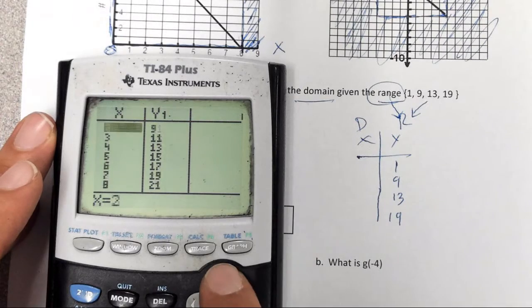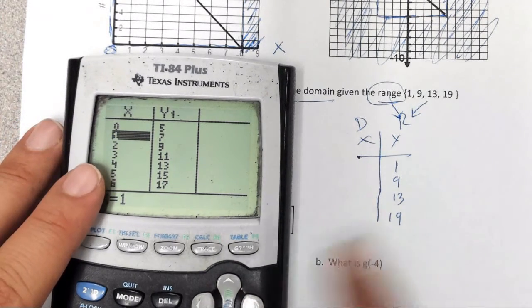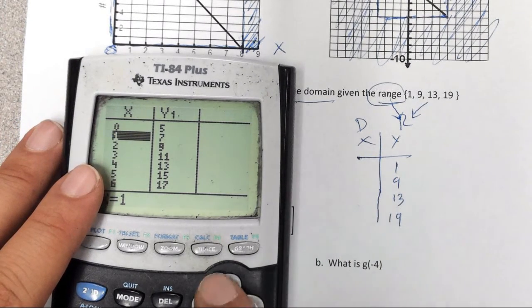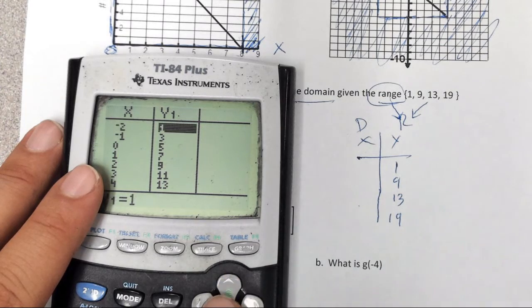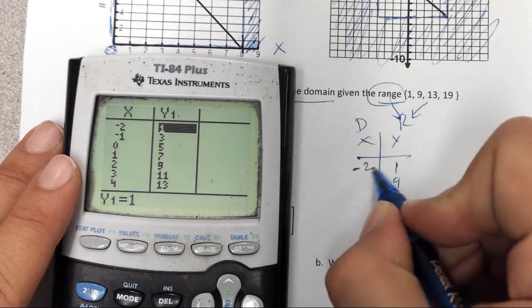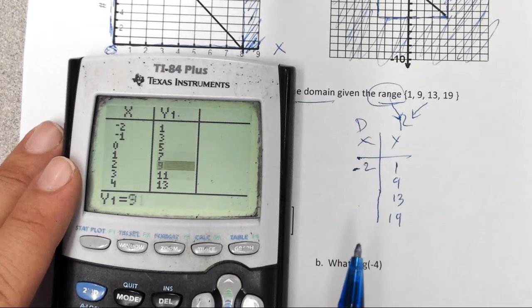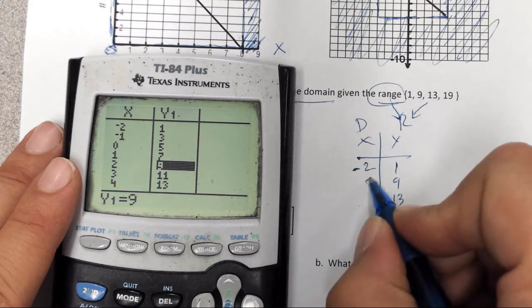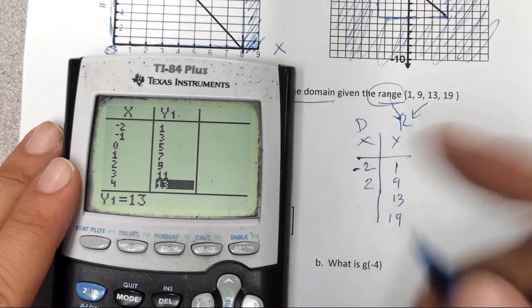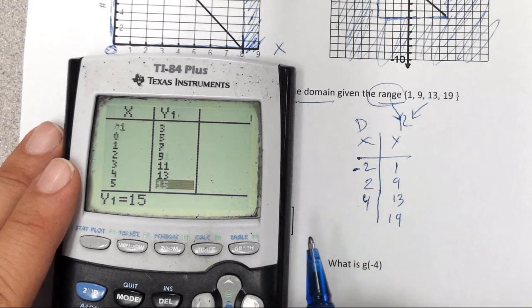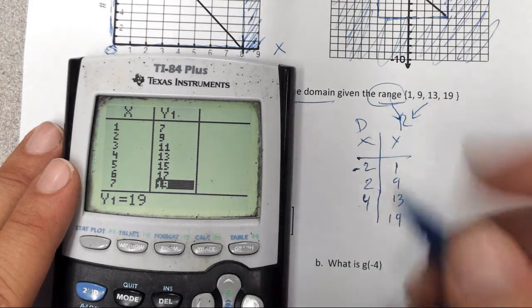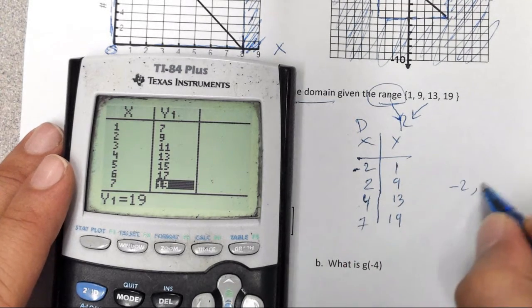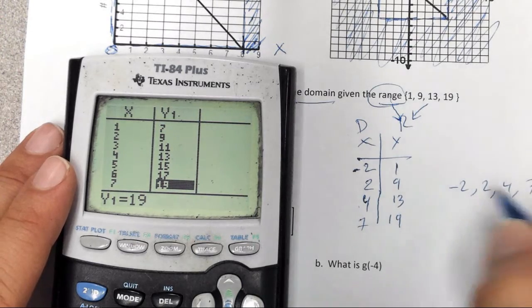Alright, I'm looking for 1. Not this one, because the 1's on the right side, not the left side. I'm looking for it right there. So the one in front is negative 2. I'm looking for 9. That's next to 2. 13. That's next to 4. And 19. That's next to 7. So my answer is negative 2, 2, 4, and 7.